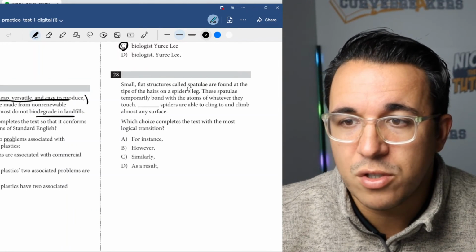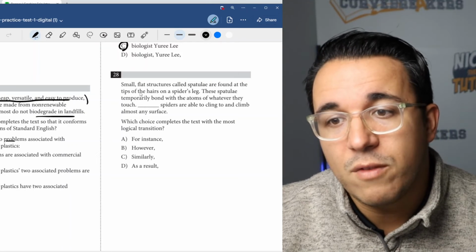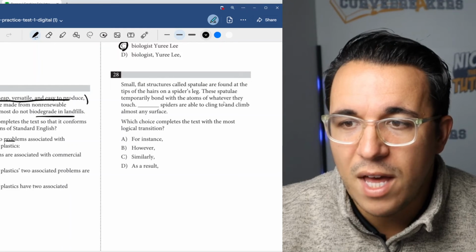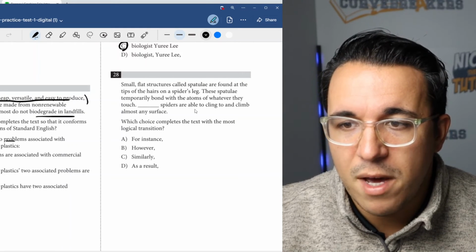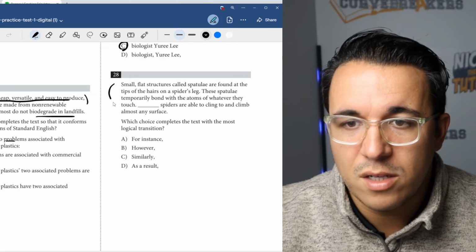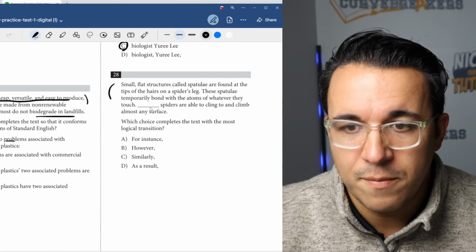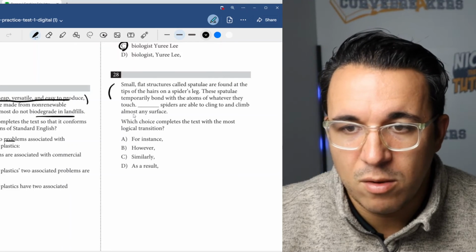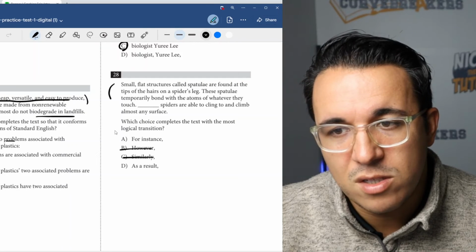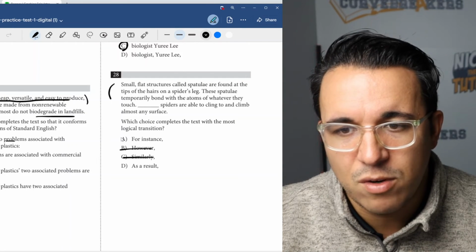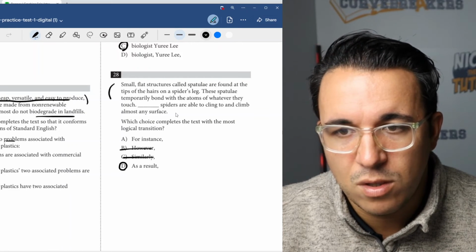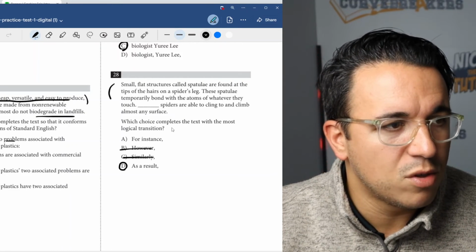Small flat structures called spatulae are found at the tips of the hairs on a spider's leg. Oh, I hate spiders. These spatulae temporarily bond with atoms of whatever they touch. Blank, spiders are able to cling to and climb almost any surface. So we need the transition here. Right, so because of these spatulae, spiders are able to cling to almost any surface. So because of, we're not going to go with either of those. For instance, it's like an example, that's not really what I'm looking for. As a result of having the spatulae, they're able to climb any surface. So I think I'm going to go with choice D.